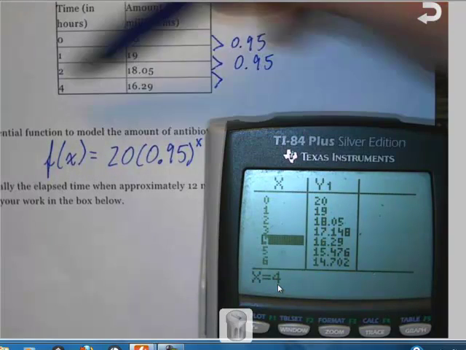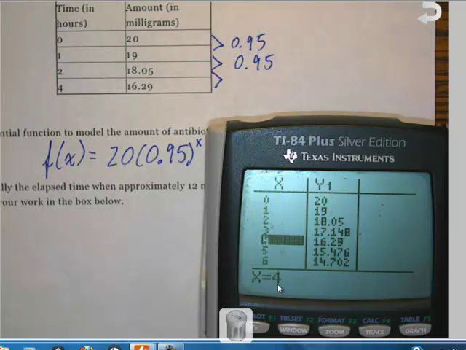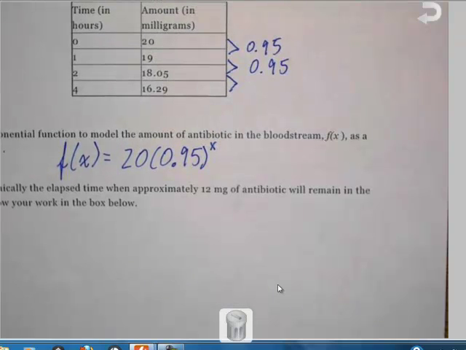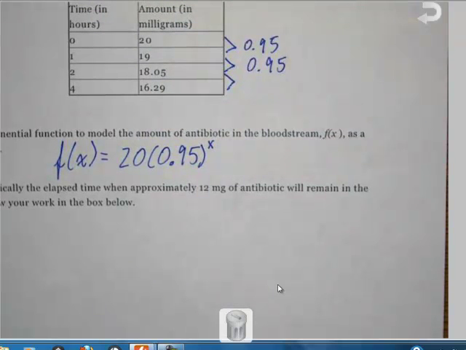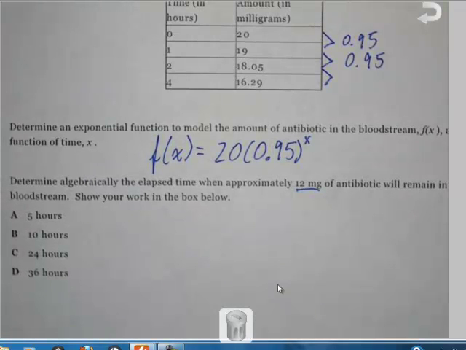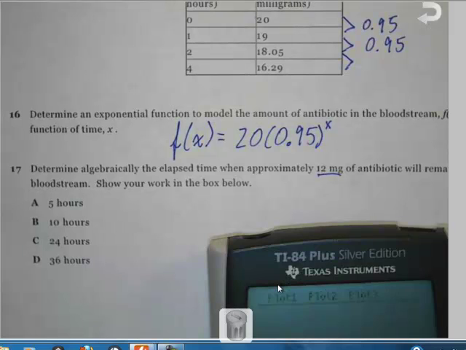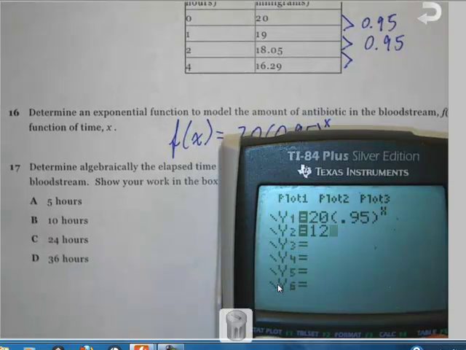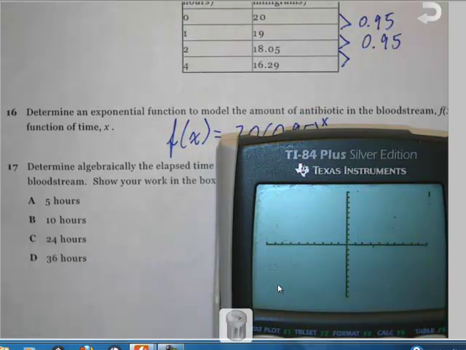Oh, because the shift was from 2 to 4. That's why it didn't work out very well. Okay, so now that we have our rate, we're going to try and find out when there are approximately 12 milligrams in the bloodstream. Now, the milligrams in the bloodstream is a y variable, so we're going to go back to our calculator, and we're going to go to where y is equal to 12. And we are going to graph that.